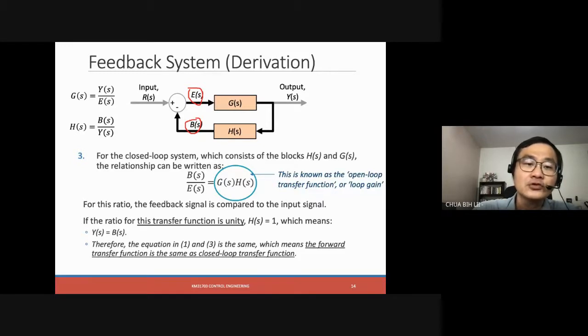When it flows through these two transfer functions, G and H, you can total them up together, right? G and H. So the relationship between B and E is B equals G multiplied by H, because this is a cascade series type of system, right? So we form this kind of relationship. Once we have the three relationships now, 1, 2, and 3.